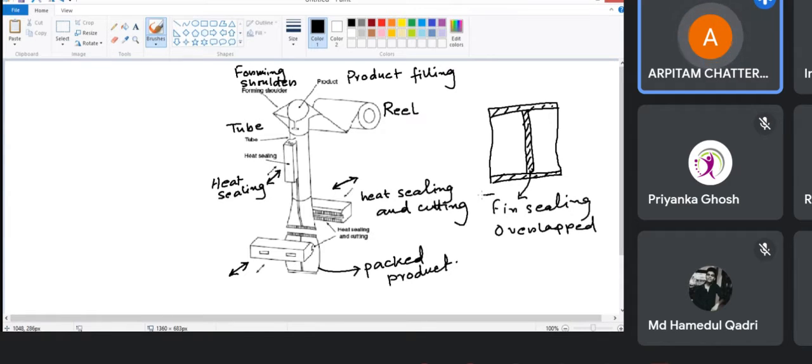Anyway, that's not the major part of discussion today. So this is an example of vertical FFS. So please draw this, then I'm going to explain.